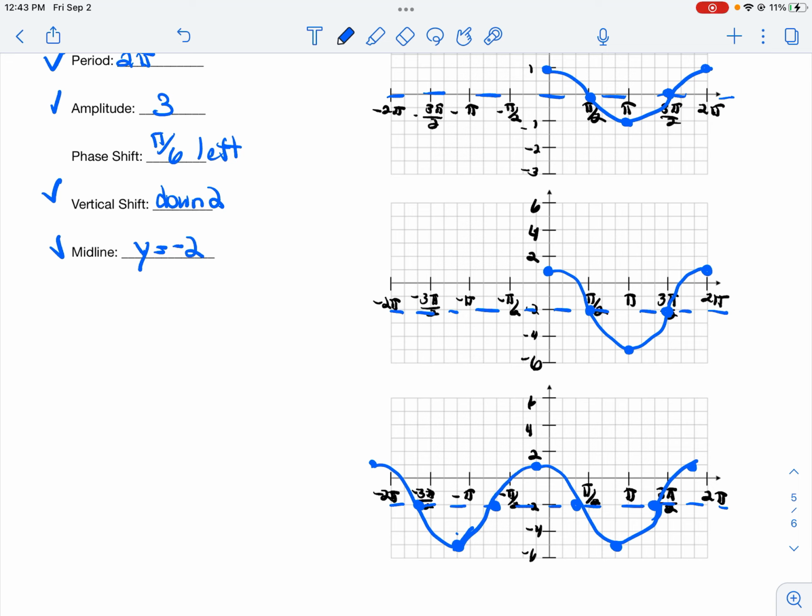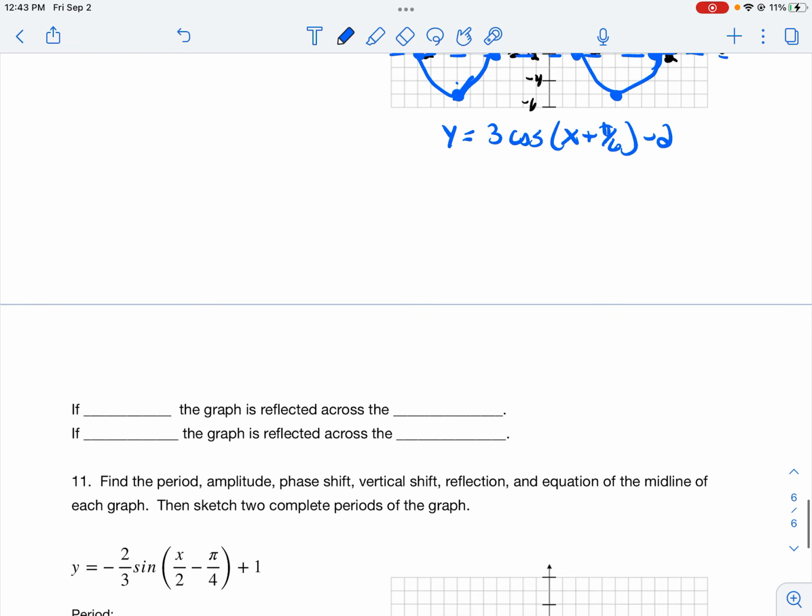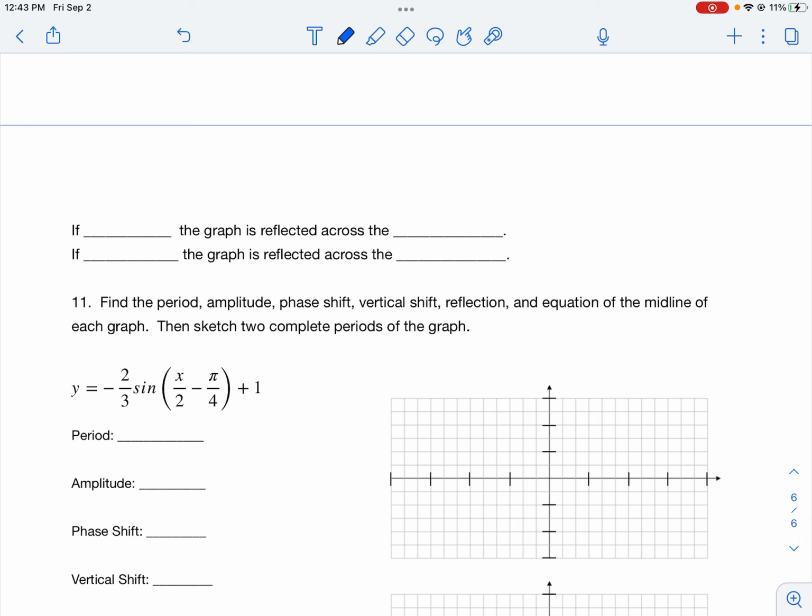Okay, and that is your final graph here. So we see actually graph y equals 3 cosine of x plus pi over 6 minus 2. And now you know all the different transformations. Oh, wait, one more transformation to go. Reflection. This one is pretty easy.